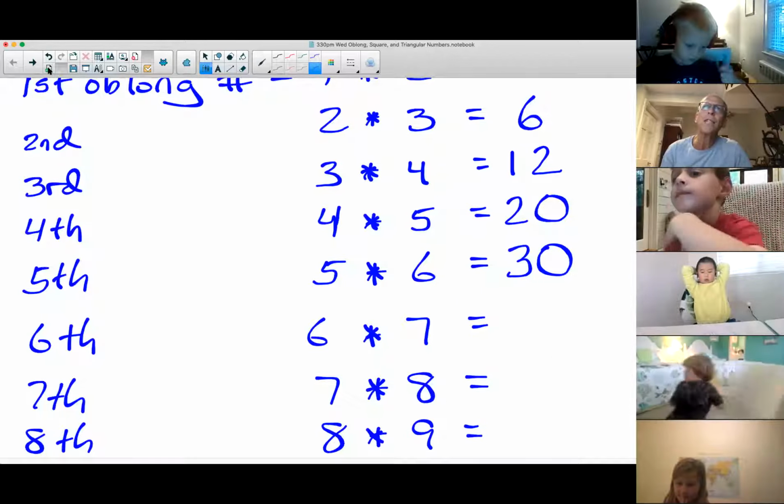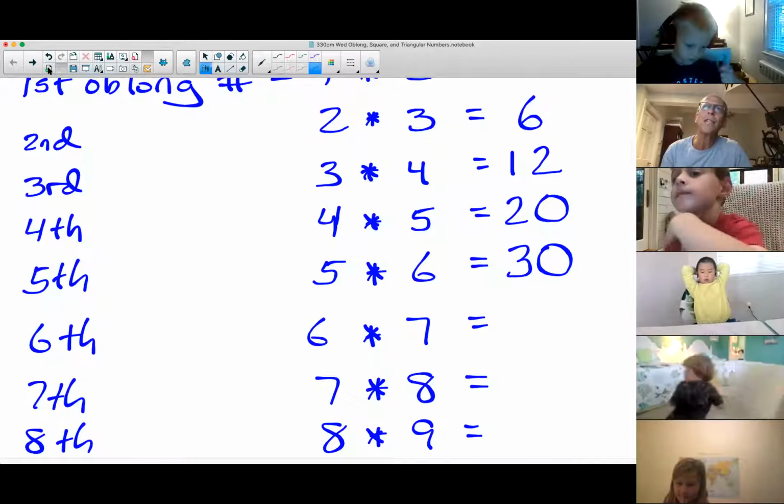Now, the first thing I'm going to do is I'm going to grab 5. Do you guys see that I just grabbed 5? That's 5. Let's count by 5s, guys. Go. 5, 10, 15, 20, 25, 30. Okay, stop right there. Now, we've got 30.